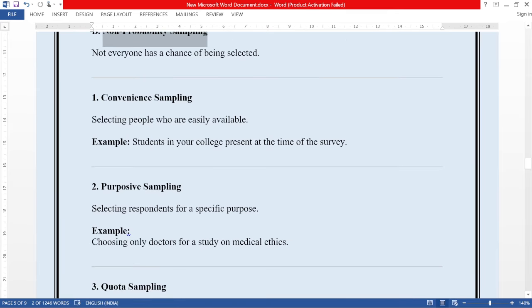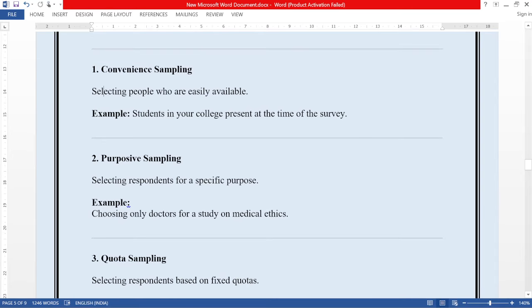non-probability sampling. The first is convenience sampling. Convenience sampling is something in which the sample would be collected as per the convenience of the researcher. Okay.